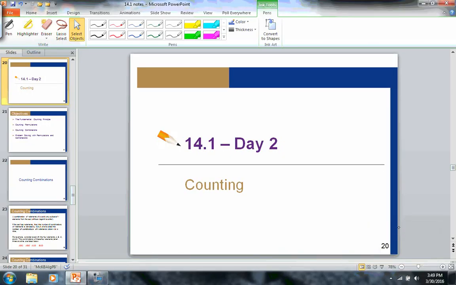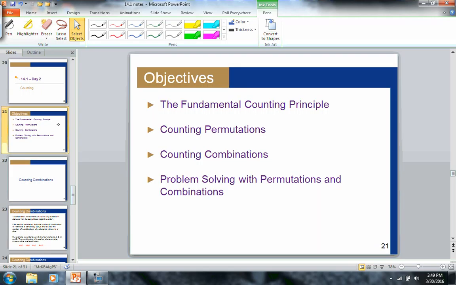These are the notes for section 14.1, day 2, entitled Counting. In the previous section of notes, we talked about the fundamental counting principle and then permutations. So today we're going to talk about combinations, which we've kind of already seen, and then how to know the difference between permutations and combinations, or when to use both of them together.